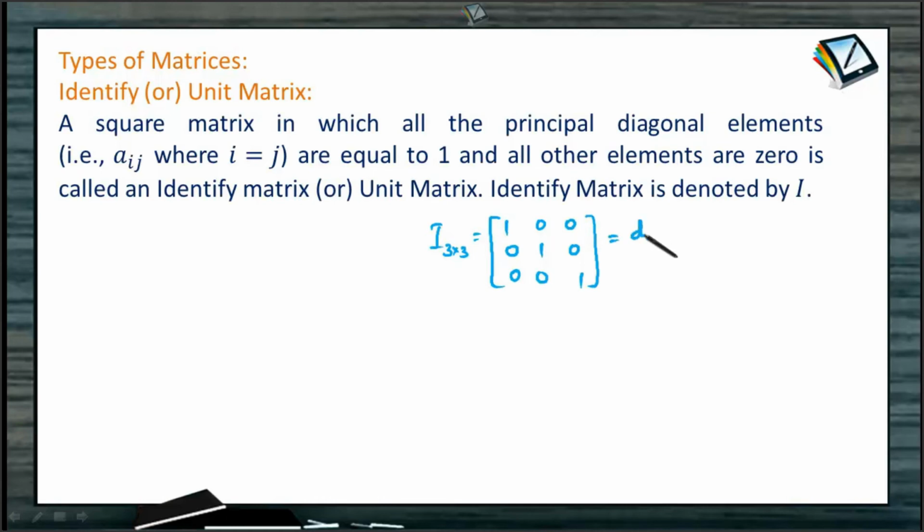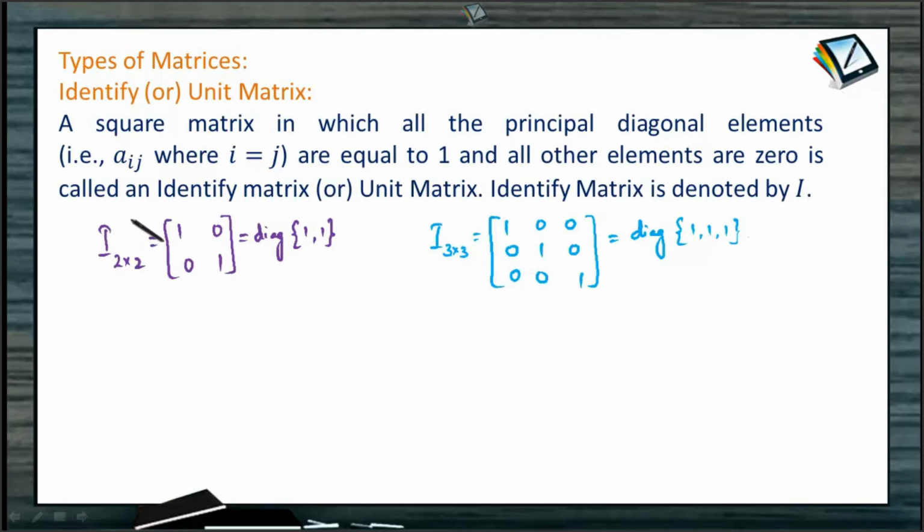And this can be denoted as diagonal 1, 1, 1, right? So can you tell me how will be the identity matrix of order 2 by 2? Yes, it should have 2 rows and 2 columns where the elements at 1, 1 and 2, 2 should be 1 and the rest of the elements should be zeros, right? This is also denoted as diagonal of 1, 1. Then such a matrix is an identity matrix of order 2 by 2.